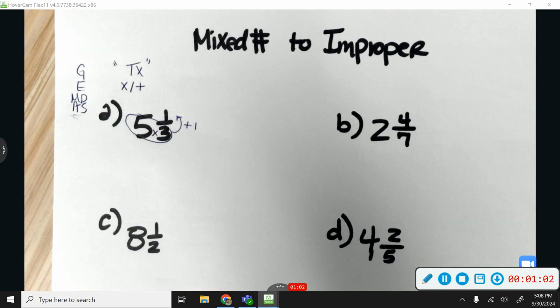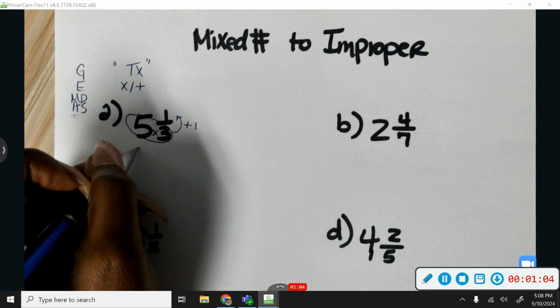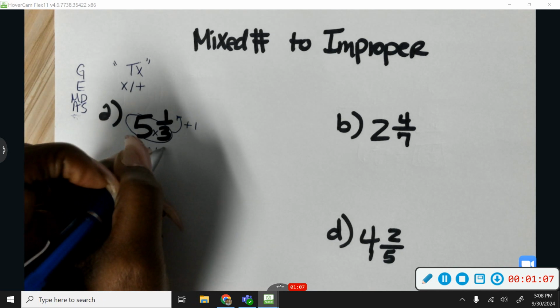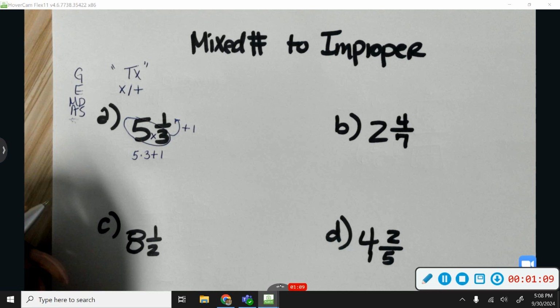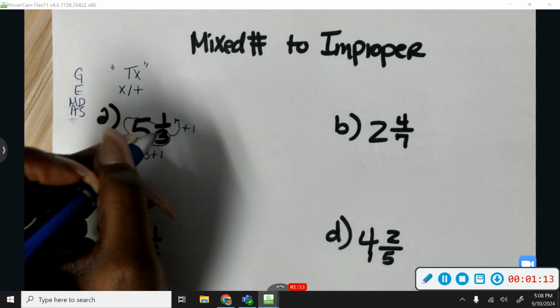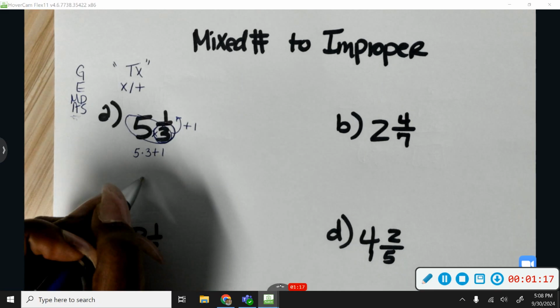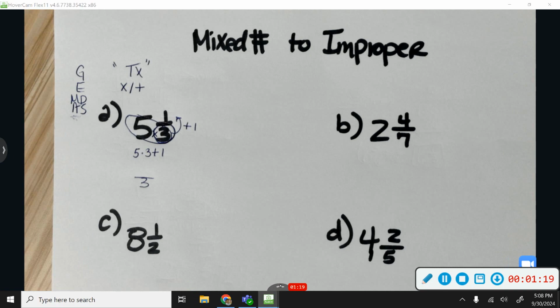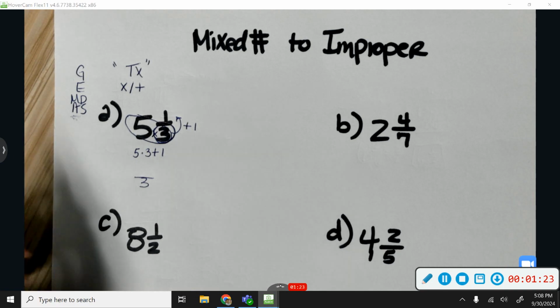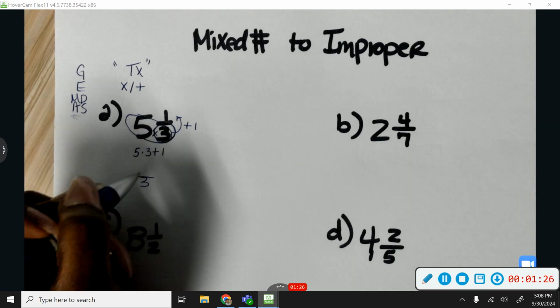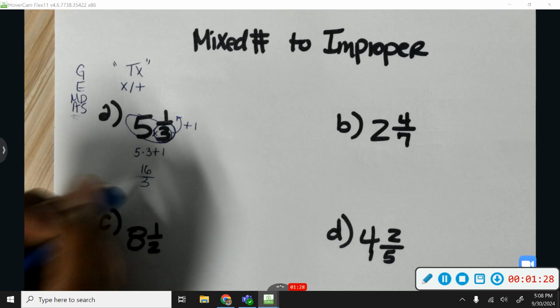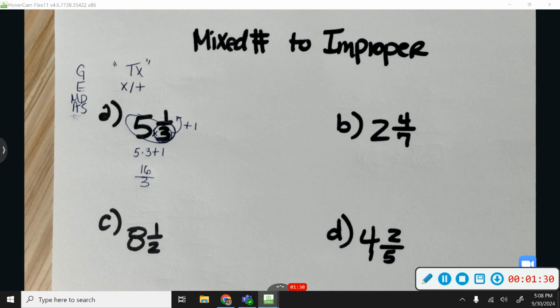We can also write it in a number sentence too. So 5 times 3 plus 1. Okay, my denominator is going to stay the same. So in this case, let's identify my denominator. My denominator is 3. So 3 over, and I need to determine what my numerator would be. 5 times 3, that gives me 15. 15 plus 1, 16 over 3.